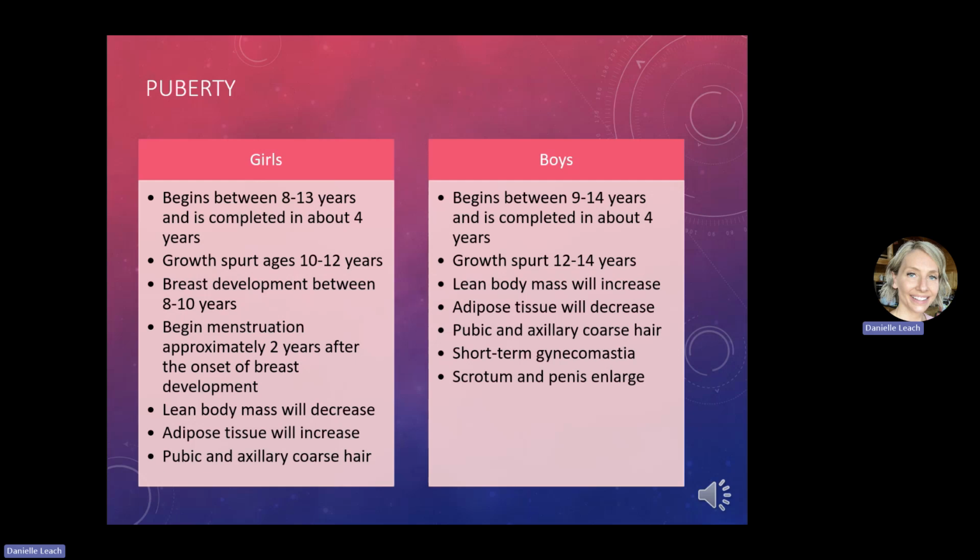For boys, they start puberty just a little bit later. It still lasts about 4 years, but usually between the ages of 9 and 14. They also have a growth spurt that's just a little bit later than girls, between ages 12 and 14. Opposite of girls, their lean body mass will increase and their adipose tissue will decrease. They'll also start forming things like pubic hair, armpit hair, maybe beard hair. It is common or normal to have short-term gynecomastia during this time period, and their scrotum and penis will also start to enlarge.